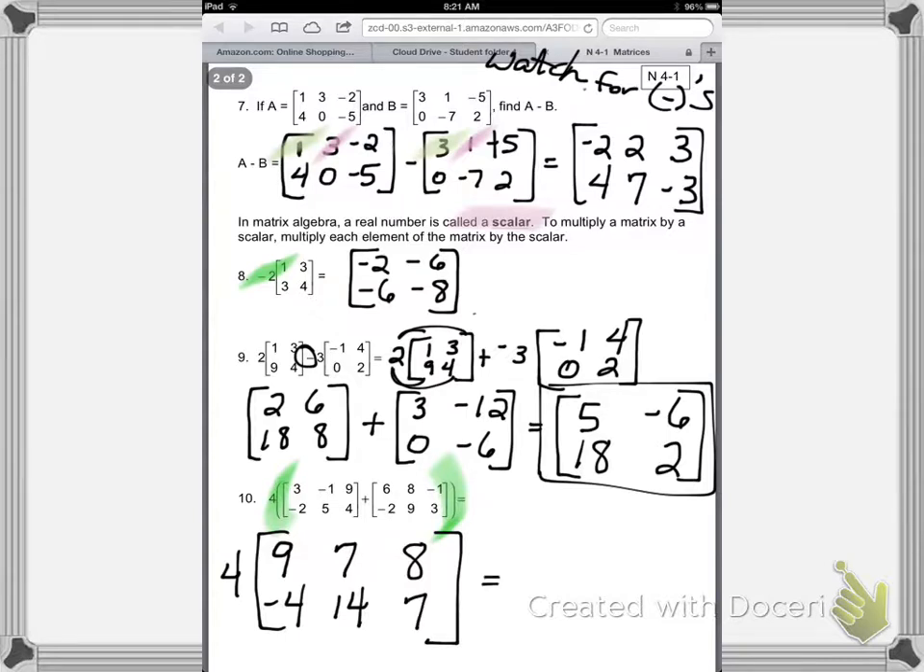Now I have to multiply them by 4 for my final answer matrix. 9 times 4 is 36. 7 times 4 is 28. 8 times 4 is 32. Negative 4 times 4 is negative 16. 14 times 4 is 56, I believe. I'm doing this in my head. 7 times 4 is 28. And so that will be your answer matrix there for 4-1. So that finishes 4-1: adding, subtracting, what a matrix is, how to do dimensions, and multiplying by a scalar.